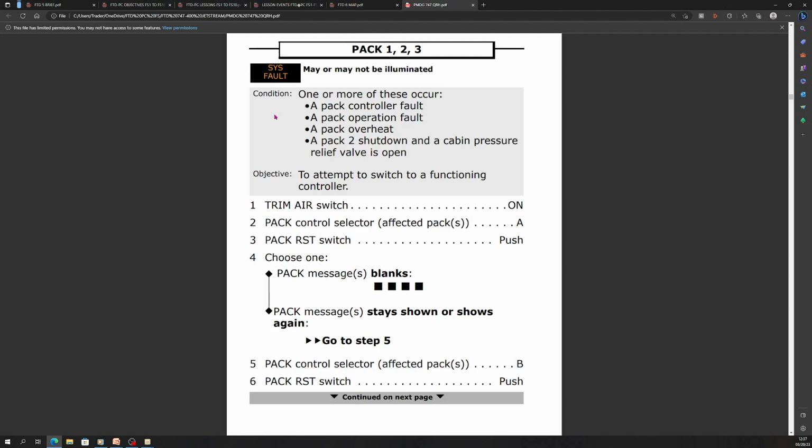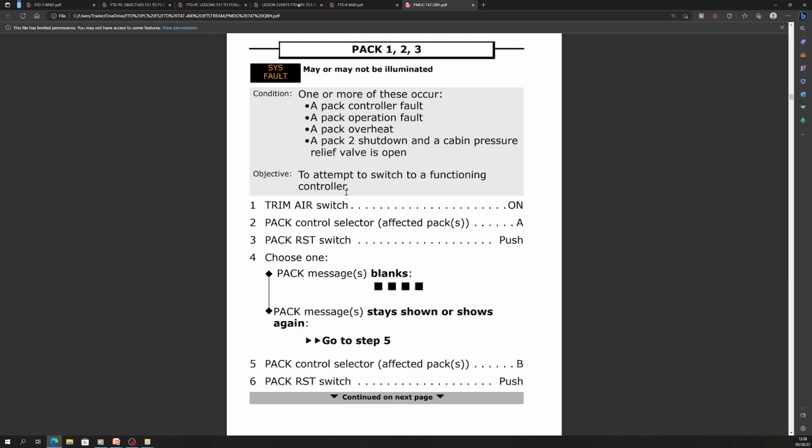The condition is one or more of these occur: a PAC controller fault, a PAC operation fault, a PAC overheat, or a Pack 2 shutdown and a cabin pressure relief valve is open. The objective is to attempt to switch to a functioning controller. Remember, on these packs, there are 3 packs, but there are 2 controllers for each pack. There's an A and a B controller for Pack 1, an A and a B controller for Pack 2, and an A and a B controller for Pack 3. So that if one controller doesn't work, you can switch to a different controller.